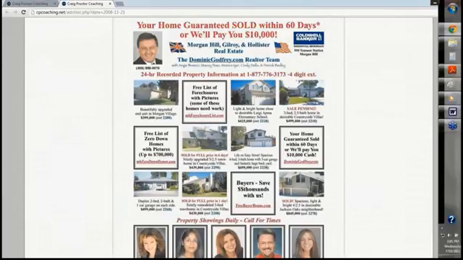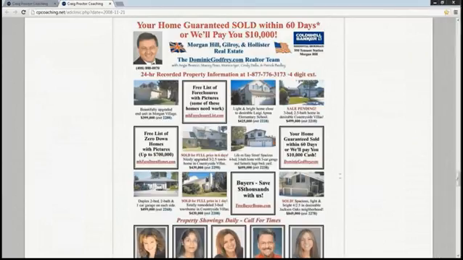And that unique selling proposition also is going to be attached to our likeness, to our business, to ourselves. We want to make sure that the marketplace begins to associate you, in this case Morgan Hill, with this very valuable, unique selling proposition that none of the other agents in the publication are offering. So for this ad, mission accomplished.